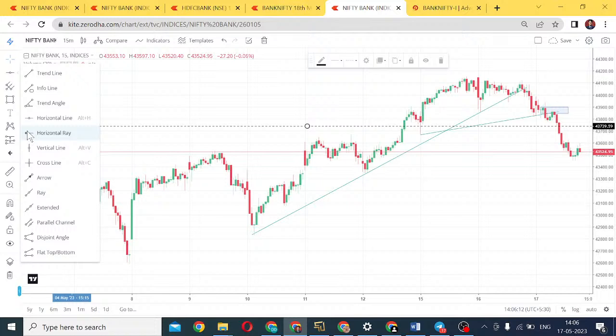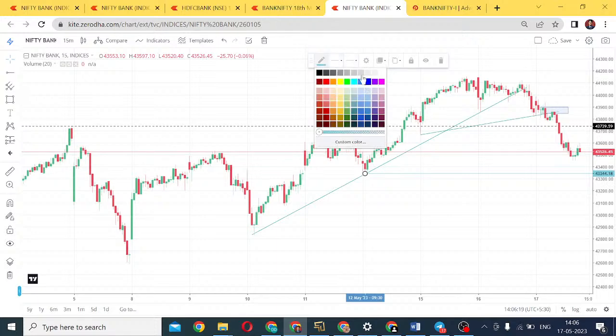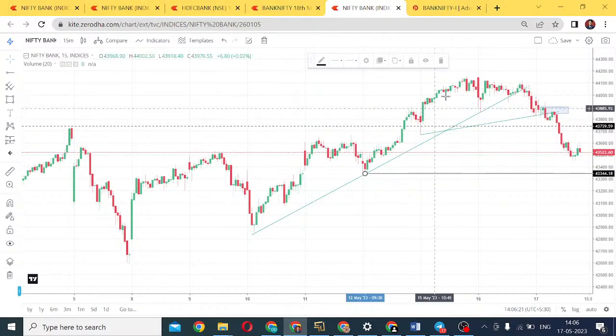What is inducement? I will talk through it. These are my inducement levels before which I am not even thinking of being short on this market, right?